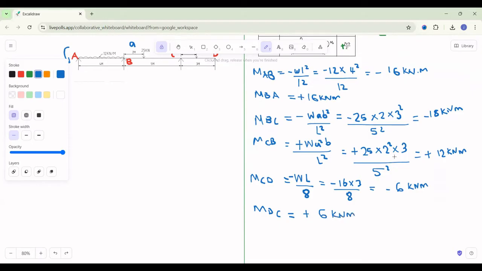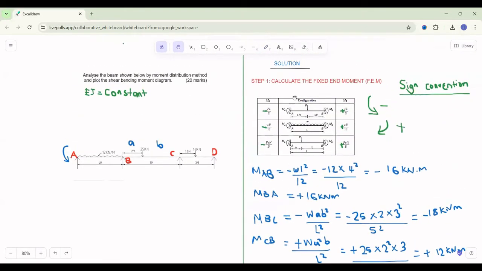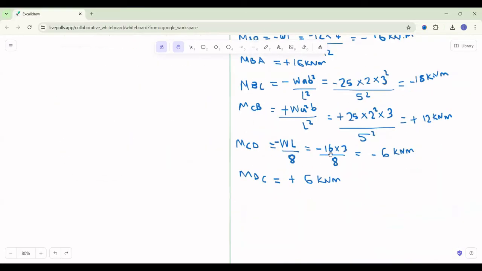So now you are done with the first step. Remember, the first step is to calculate the fixed end moment. So you must be very careful and get the fixed end moment correctly. If you don't get it right here, the rest of the working will be wrong. Now let's proceed to the next step.